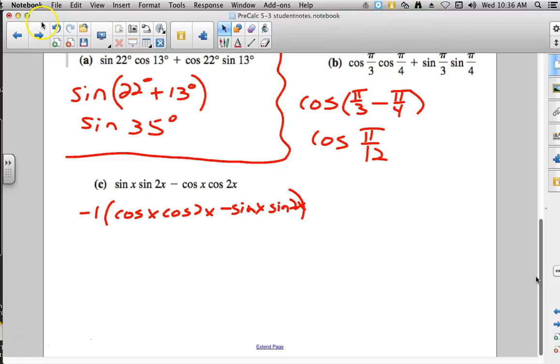Distribute it back. You gotta go back to the original. So then it would be the original. We're just factoring -1 out. So your job.